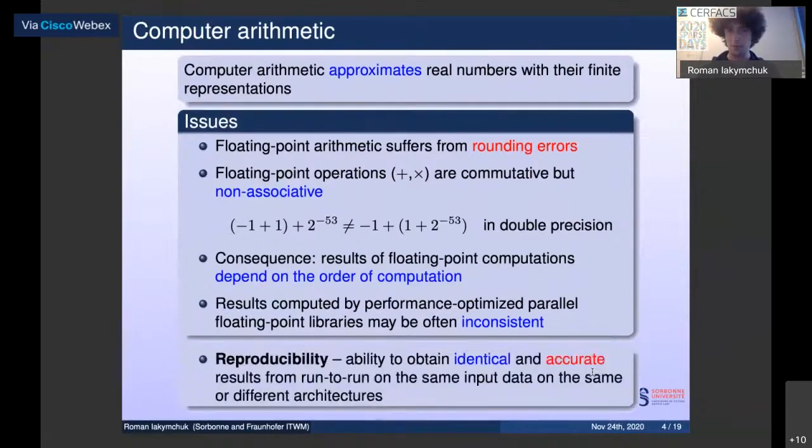We are looking here at reproducibility, meaning the ability to get identical and accurate results from one run to another on the same data, on the same or different architectures. Here we will touch on two different architectures, CPUs and GPUs, and also different programming environments.